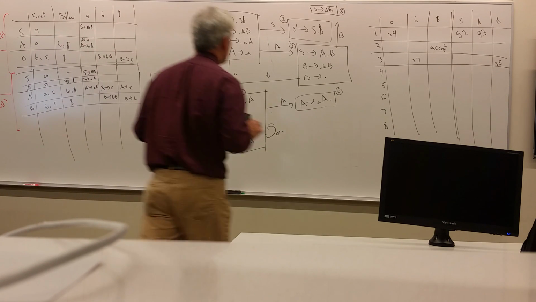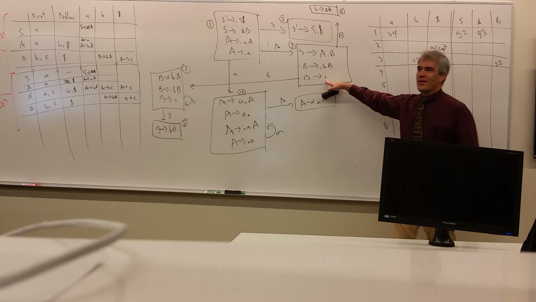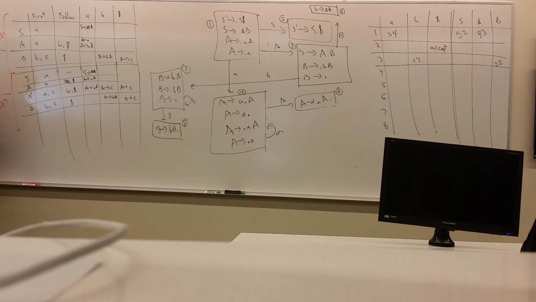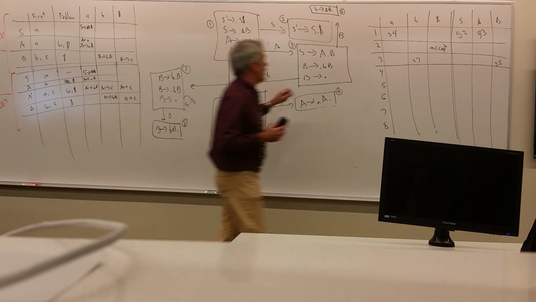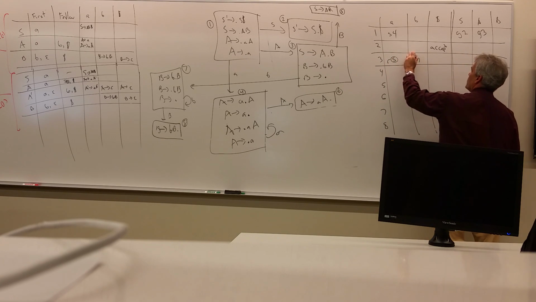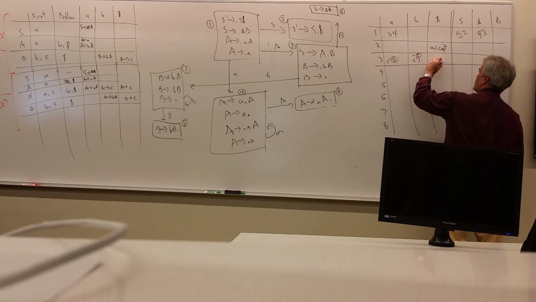Well, right here, I reduce by this rule. And so this is rule, let's see, I'll name this rule 0, 1, 2, 3, 4, 5. That's rule 5. So immediately, as soon as I get to state 3, I want to reduce by rule 5.